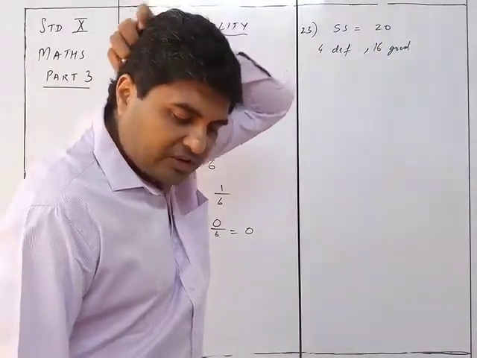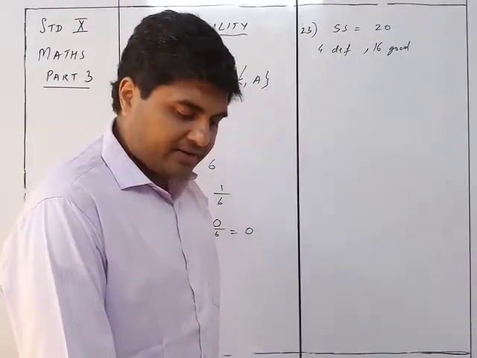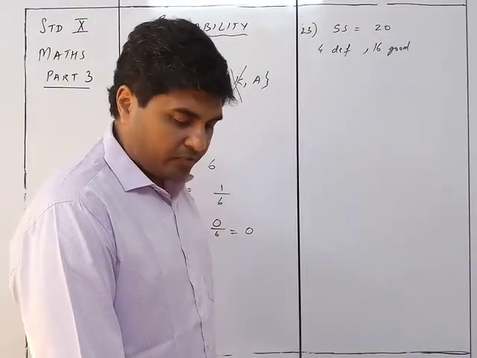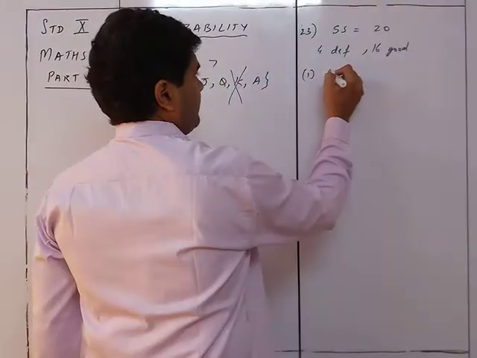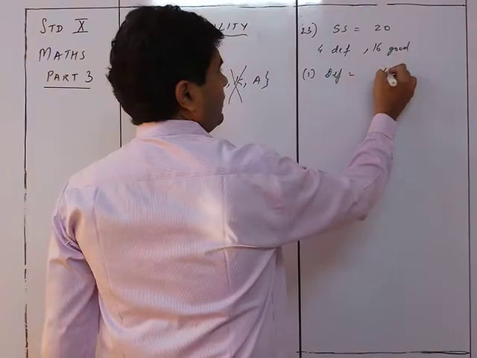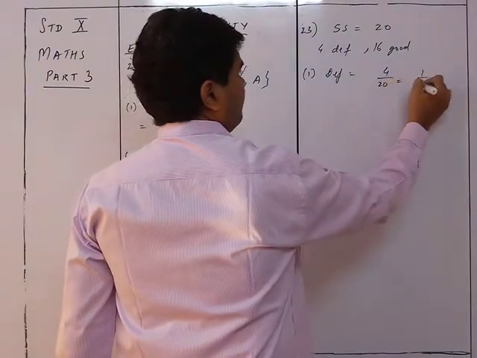It is not possible to just look at the pen and tell whether or not it is defective. One pen is drawn at random from the lot. What is the probability that the pen is defective? So the first one, defective, will be equal to 4 upon 20, which is 1 upon 5.